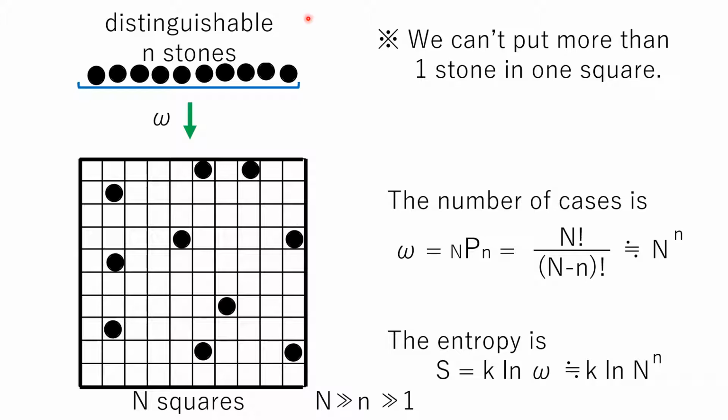Number of states in physics is equal to number of cases in mathematics. Let's think about the number of cases in which we put n distinguishable stones on capital N squares. The number of cases is like this. And the entropy S sub T equals about k log capital N to the n.